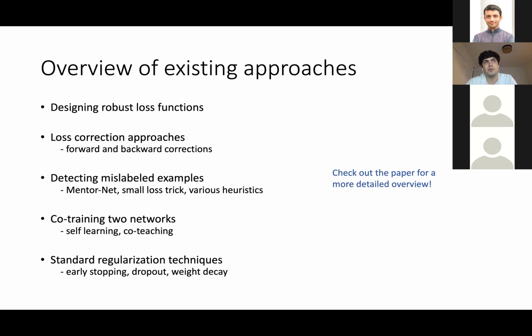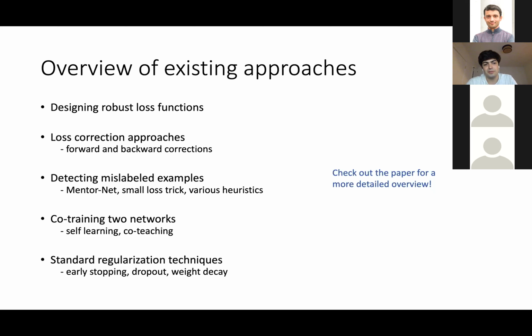There are loss correction approaches where you try to find a confusion matrix for the labels and use that matrix to either correct the predictions, that's called the forward correction, or convert the existing labels back to the ground truth labels by applying that inverse confusion matrix. That's the loss correction approach.